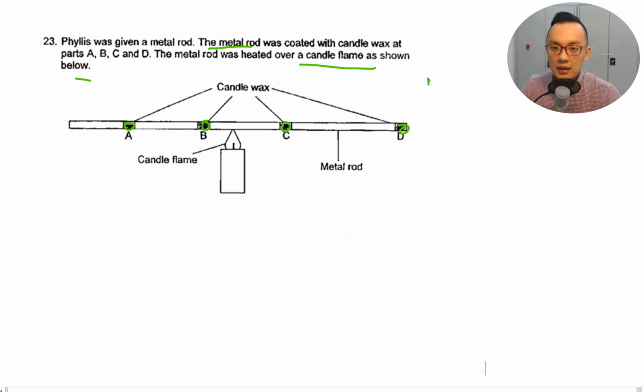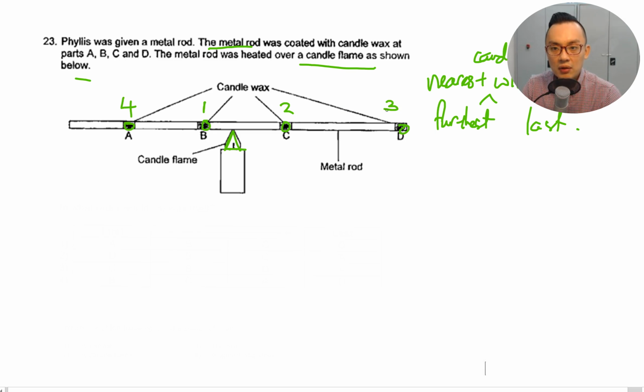So the idea is that the nearest will melt first, okay? And the furthest will melt the last, okay? And it's the nearest to the candle flame. So my candle flame is here. The nearest wax is actually here. So this is number 1. The second is this, number 2. And if you measure, this is number 3. And this is number 4. So the nearest to the candle flame will melt first. The furthest will melt the last.